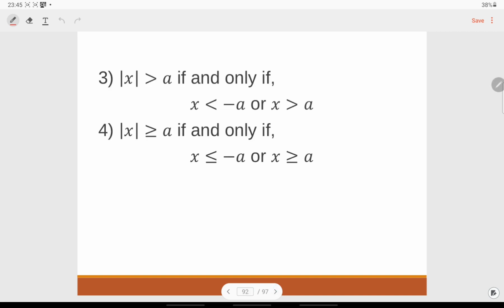The third one, the absolute value of x is greater than a if and only if x is less than negative a or x is greater than a. And for the last one, we have x greater than or equal to. We just simply add the equal sign to the inequality.